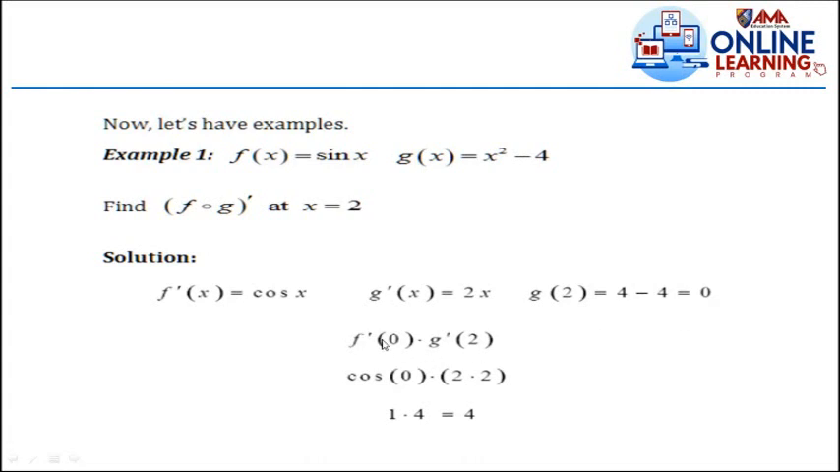So f prime at 0 multiplied by g prime at 2. So cosine of 0 multiplied by 2 times 2, if x is equal to 2. So 1 times 4 is equal to 4. That is our answer. So that's our first example.